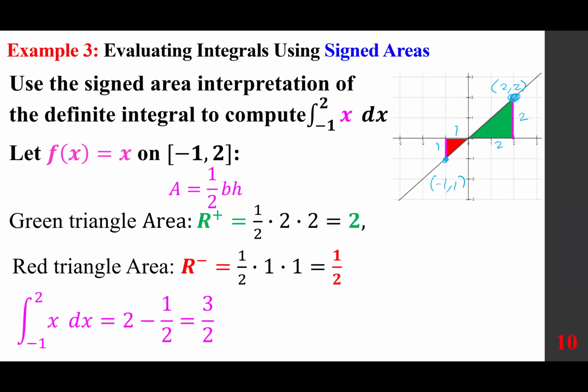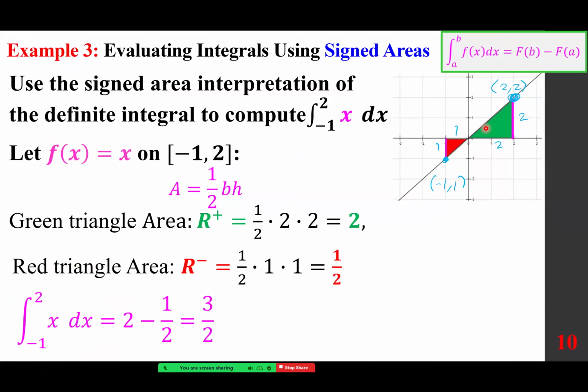So we got the area using geometry, and the shapes, both of them, are triangles and we can handle it. But what if we don't have a shape that we can handle? We go with the definite integral of a to b f of x dx is capital F of b minus F of a.